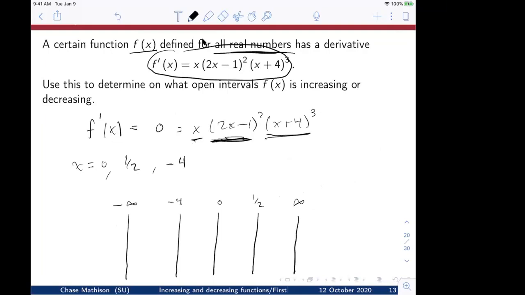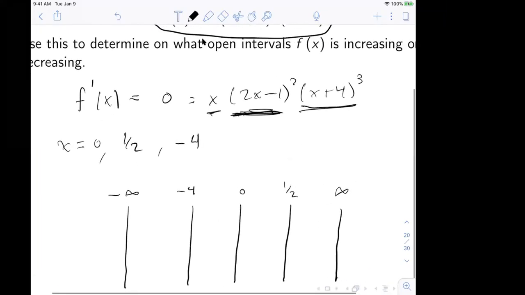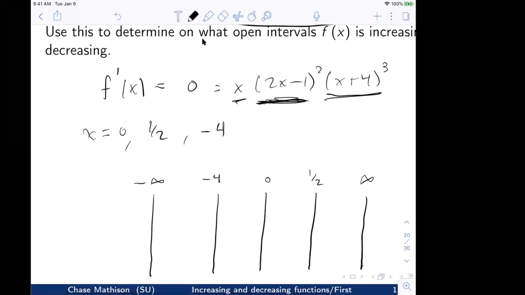So I make a table of values. I'm going to list my factors on the left: x, (2x minus 1) squared, and then (x plus 4) cubed, and then f prime is the product of all of those things.